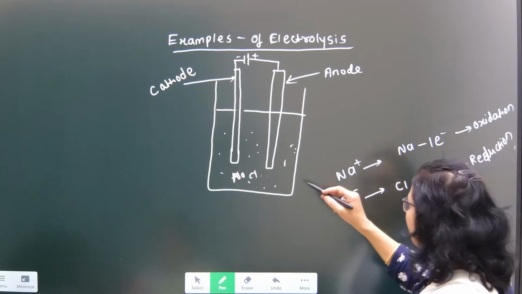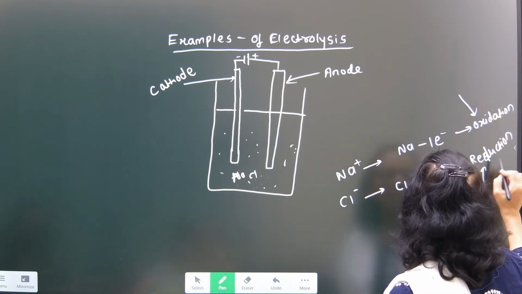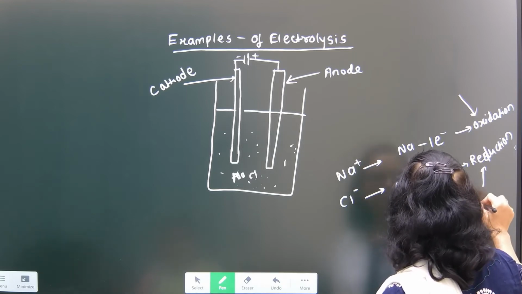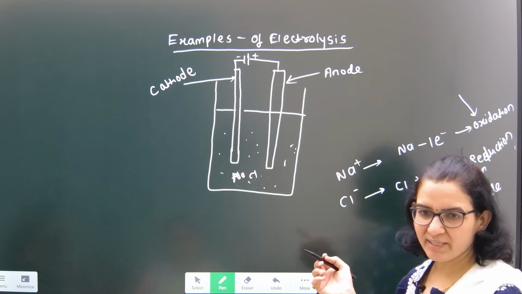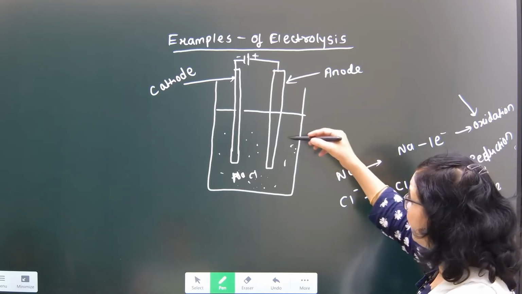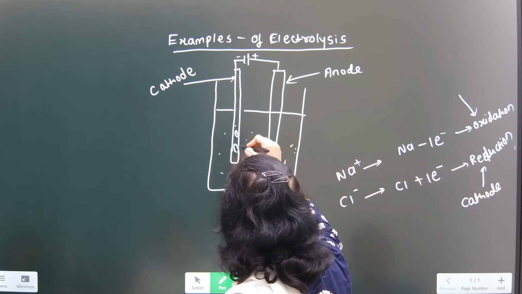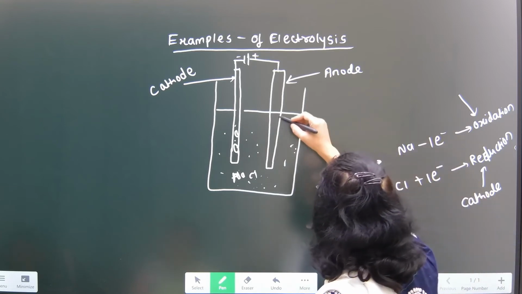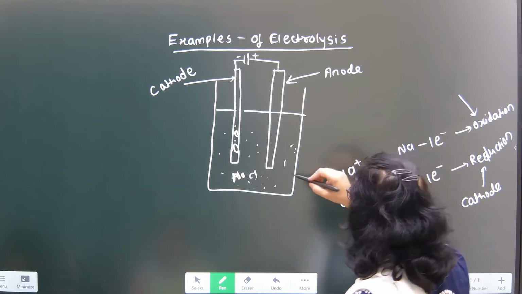So reduction कहाँ पे होगा? This will take place at the cathode, because इसके पास extra electron है. So there is a need of electron, so it will take from the cathode. There are electrons here at the cathode, and the anode is positively charged.